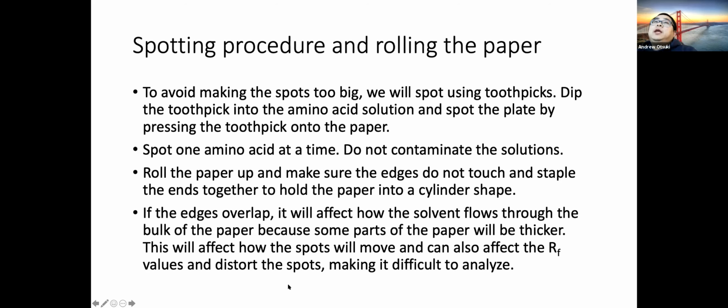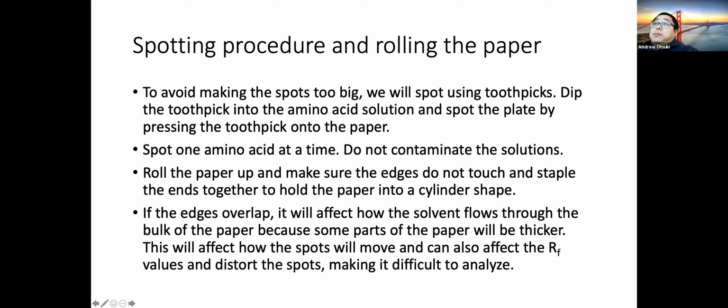All right, this part here is important. It's pretty much the last question on your post lab. So roll up the paper, but make sure the edges don't overlap. And I'll tell you why. We're going to fold it into a cylinder, then staple it at the ends, but make sure the edges don't overlap. Because if the edges do overlap, some parts of the paper will have a different flow rate of the solvent versus the bulk of the paper. So it will affect how the solvent flows through the paper.